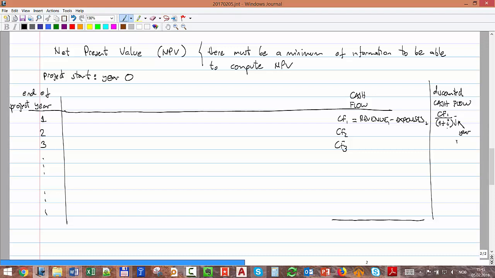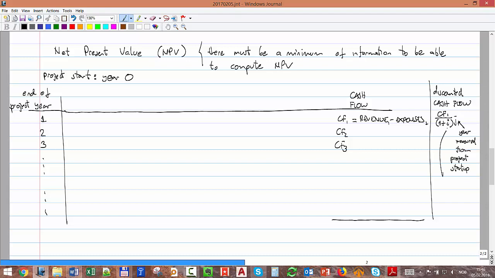Okay, year measured from, can you see there? Yeah. Yeah, in the back. Can you see this small font? Year measured from project startup.